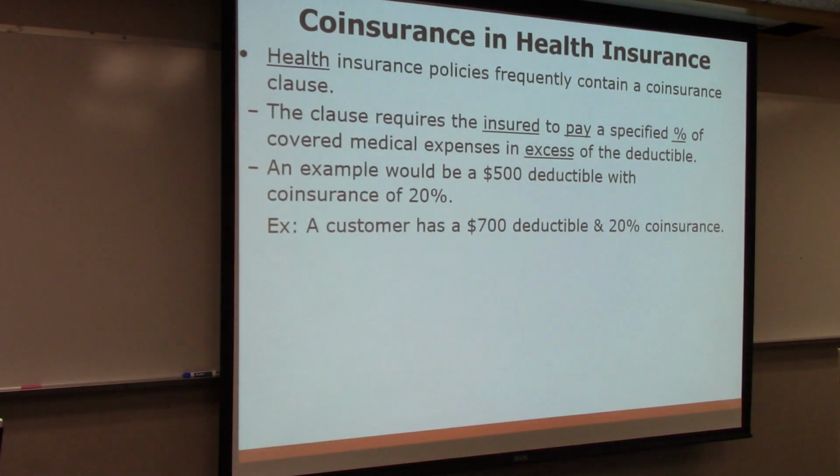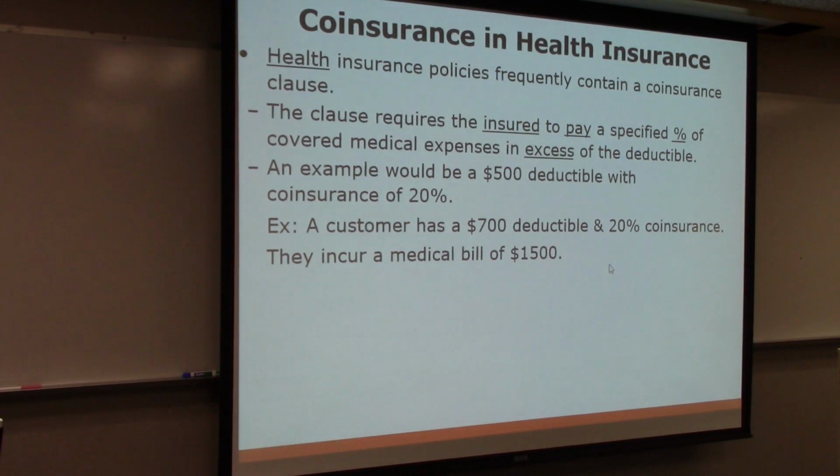The customer has a $700 deductible and 20%. They incur a medical bill of $1,500. This is a typical question on an exam, on a licensing exam, okay? All right, so the liability is the first $700, this is the customer's liability, plus 20% of the remaining $800. Okay? So that's what the customer would have to pay for out of the $1,500. And let me tell you, you can run up a bill of $1,500 really fast.